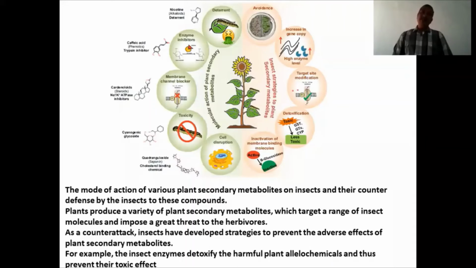The secondary metabolites may be playing the role as enzyme inhibitors. They may be blocking the membranes. They may sometimes be causing toxicity. They may sometimes be causing cell disruption. Likewise, these are the various roles of how the secondary metabolites of plants are going to avoid particularly the insects. And there is some other role also where these are going to support the insects.